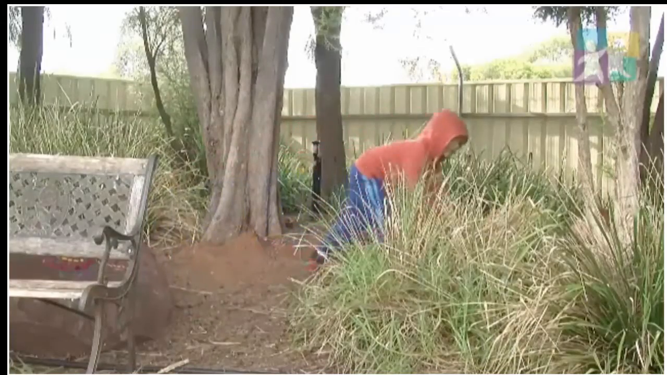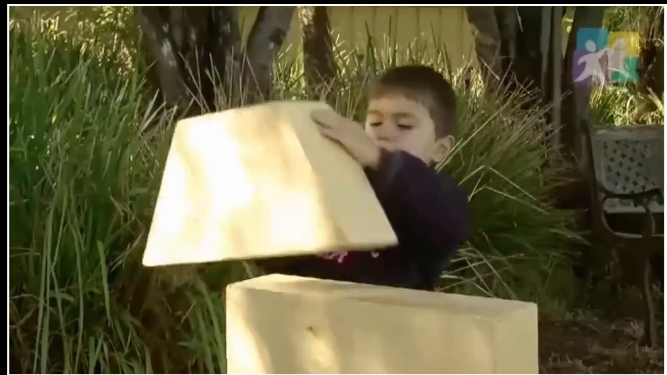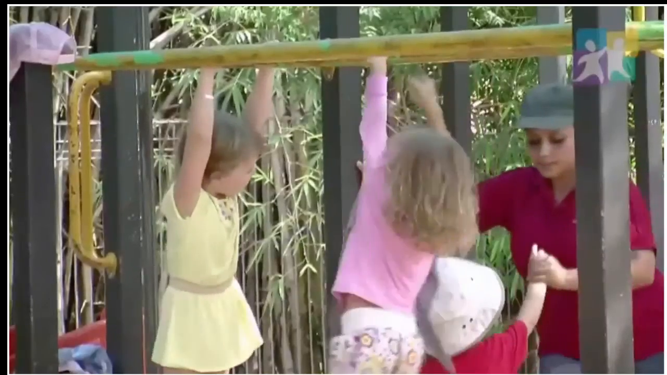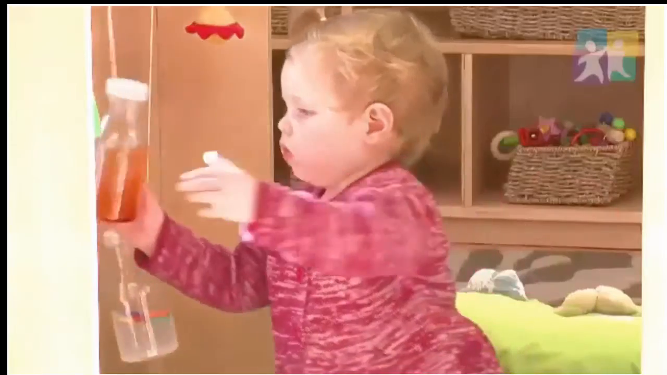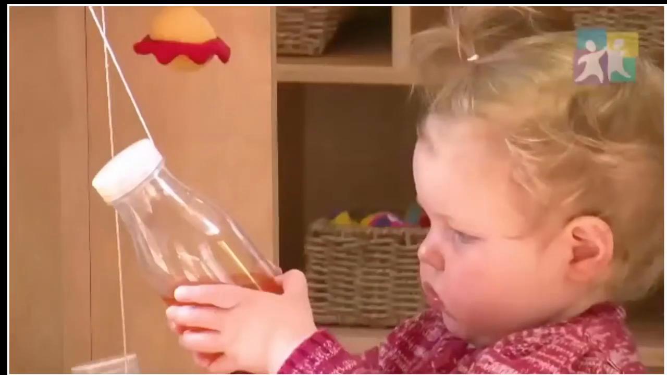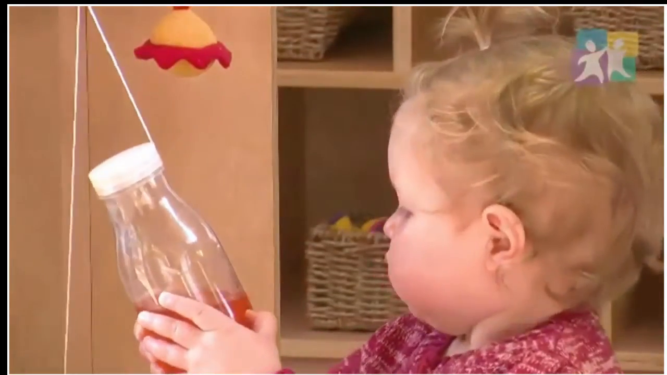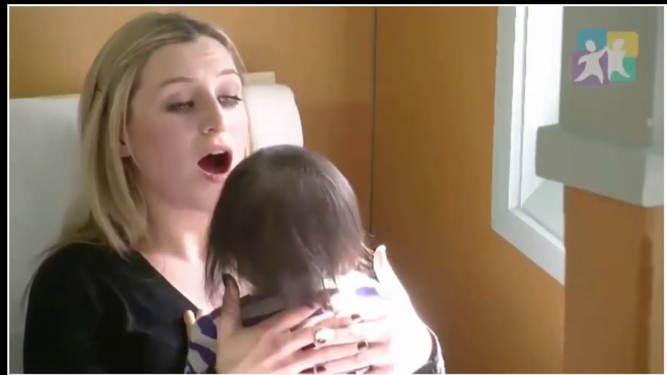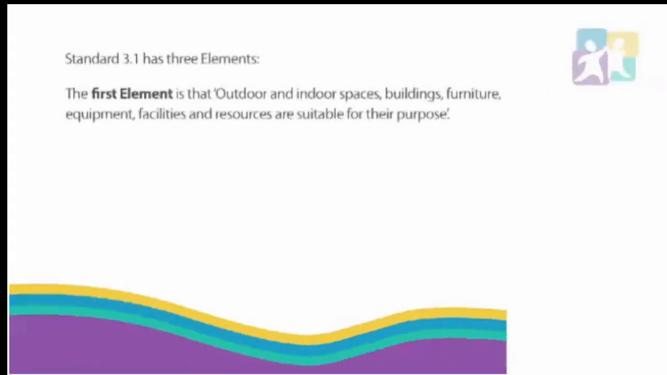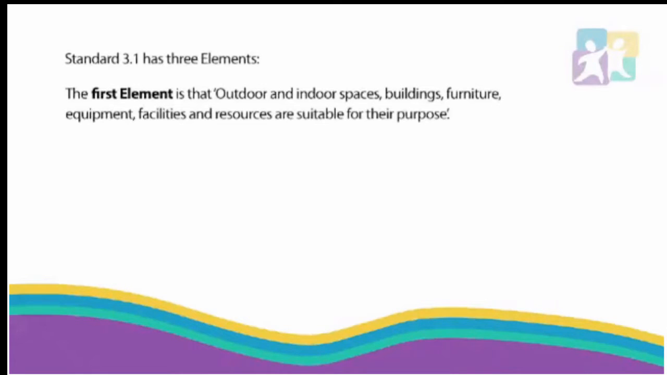Environments need to encourage children to explore, experiment, create, express themselves, and interact with others in positive ways. The physical environment also provides quiet spaces and private places. Environments that work well free educators up to spend time interacting positively with children. Standard 3.1 has 3 elements.